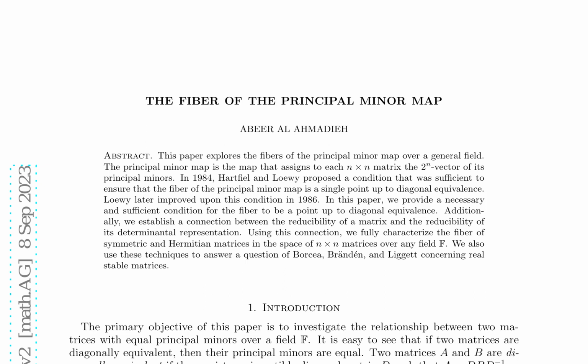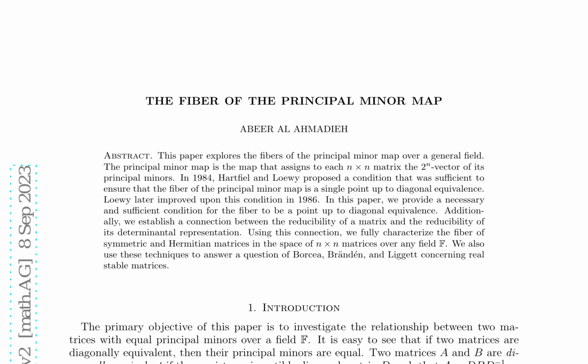is diagonal equivalence. Reducible matrices, which can be written as block upper triangular matrices after permuting rows and columns, are an exception to this rule, as they may have equal principal minors without being diagonally equivalent. The paper also aims to characterize real stable matrices and answer a question posed by Borcea, Brändén, and Liggett.